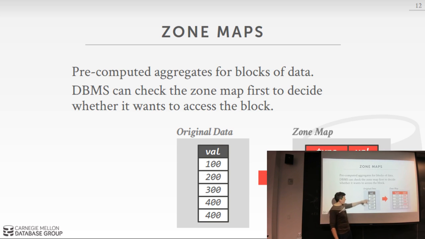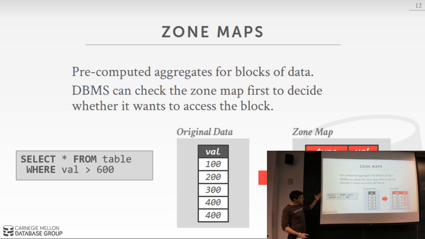Right? So in this case, say I have a single table with a single column called value, and then I have five attributes. I can pre-compute the min, max, average, sum, and count for everything here. Now if my query comes along, select star from table where val is greater than 600, I can look at my predicate and say, I'm looking for values that are greater than 600. What's the max value for this table? Oh, I see it's 400. So I know there could be nothing in this table that could match my predicate, so there's no reason for me even to bother scanning it.